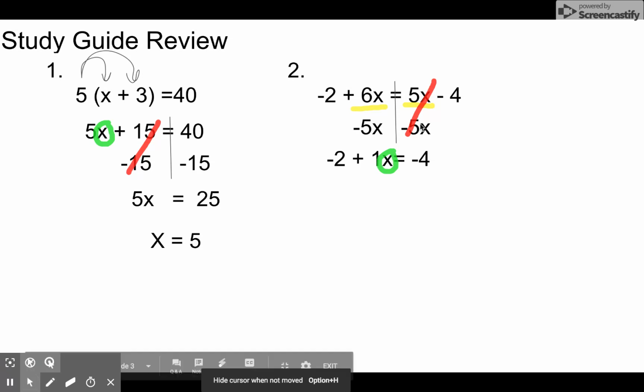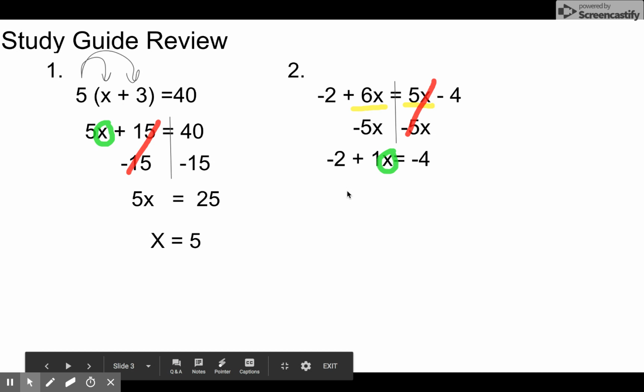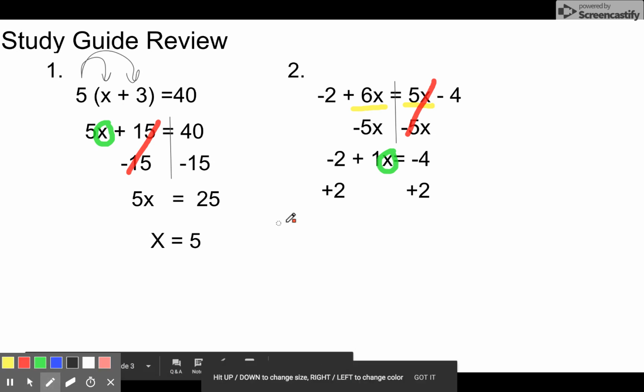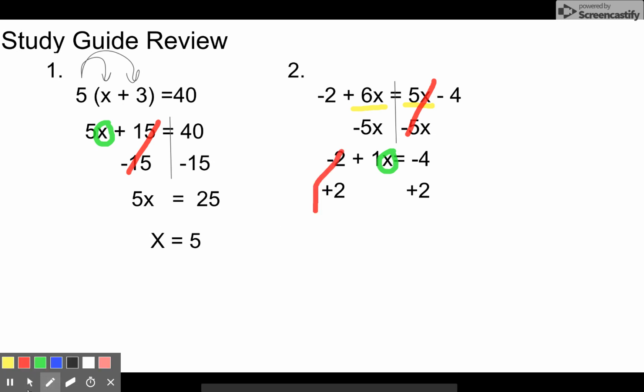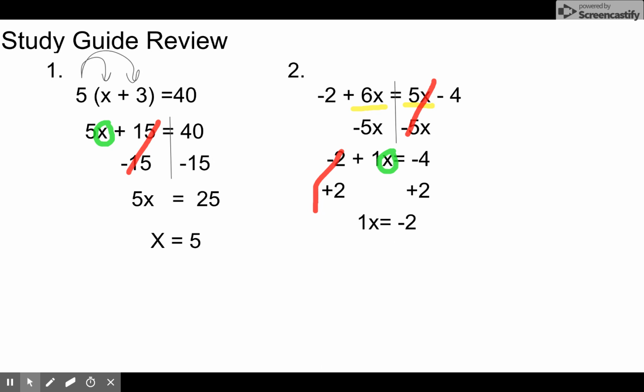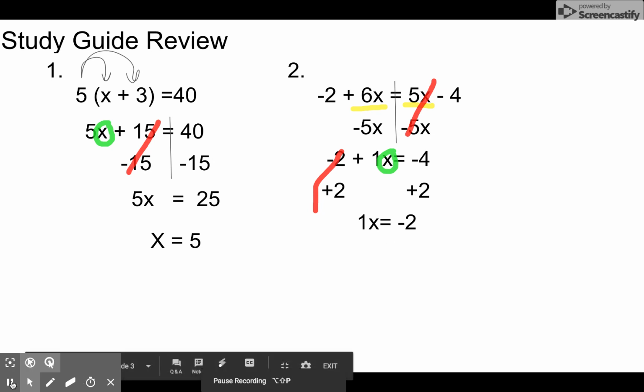If we would like to isolate the x, we really need to get rid of this negative 2. Again, you can't just get rid of something, you have to move it to the other side. We move it to the other side using the inverse of subtraction, which is addition. When you do that, these x's cancel out, those 2s cancel out, and we're left with 1x = negative 2. So our answer here is going to be x = negative 2.